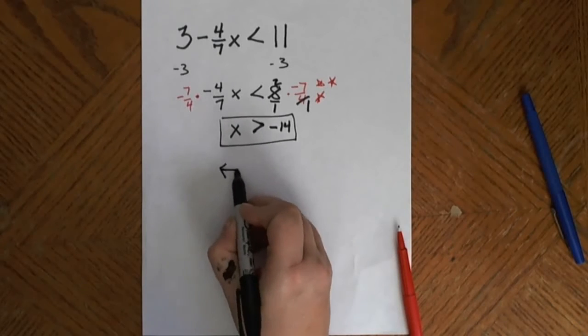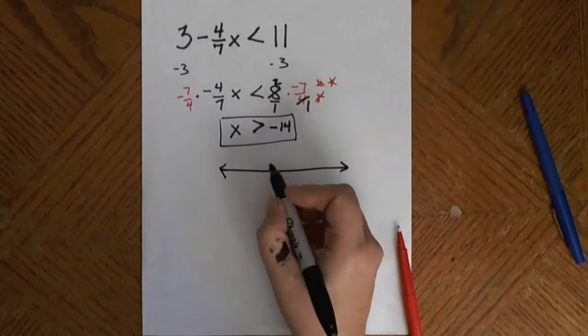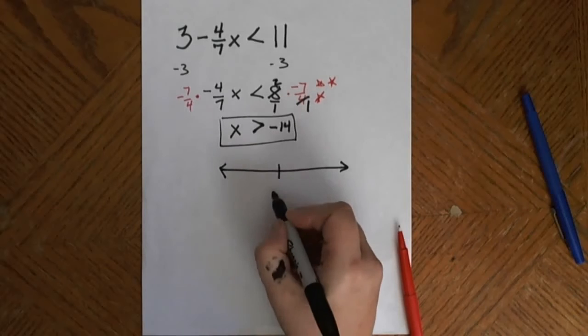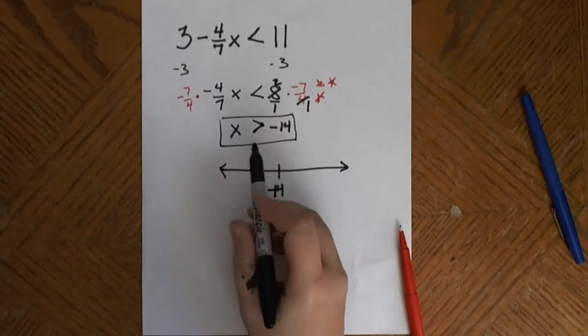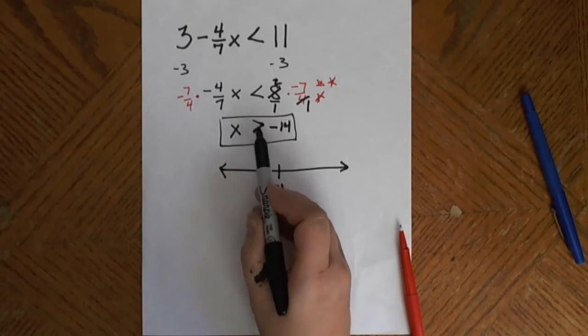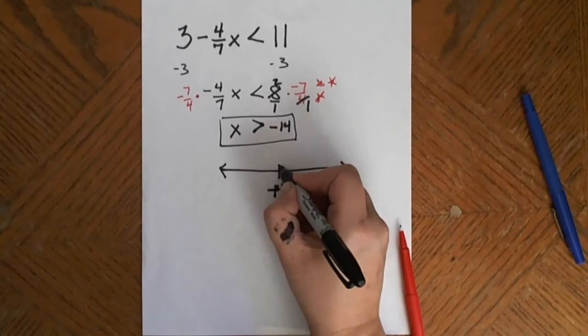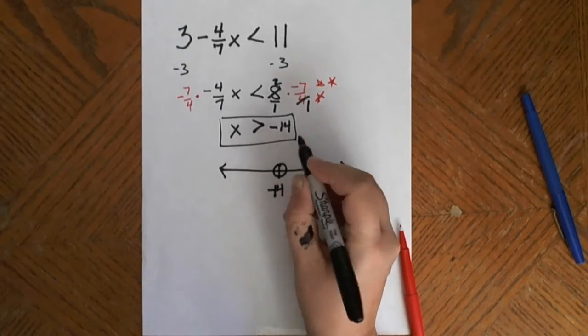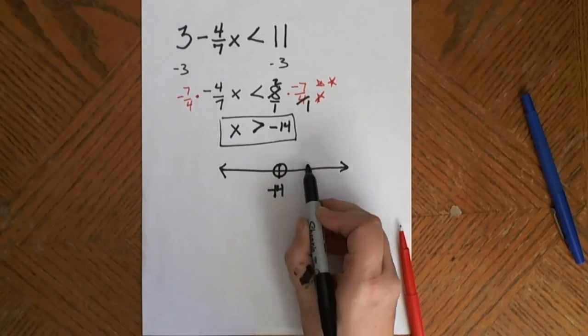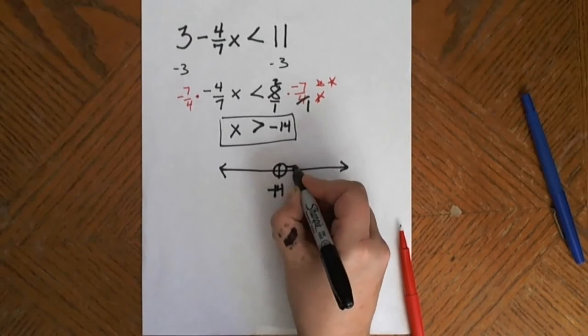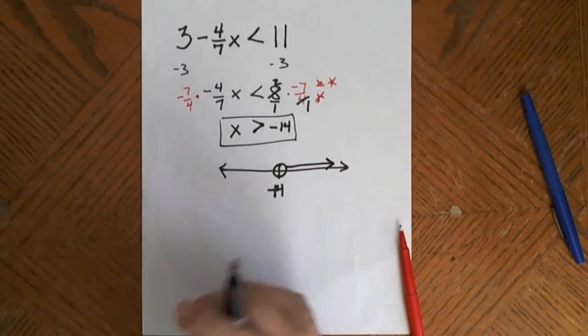Now I'd like to graph that solution. So I'm going to mark that boundary point, negative 14. And I see that x is greater than it, but not equal. So that means I'll make the open circle. X greater than negative 14. Here's the greater than side. Things that are bigger than negative 14 are this direction on the number line. And that's the way I would write my arrow.